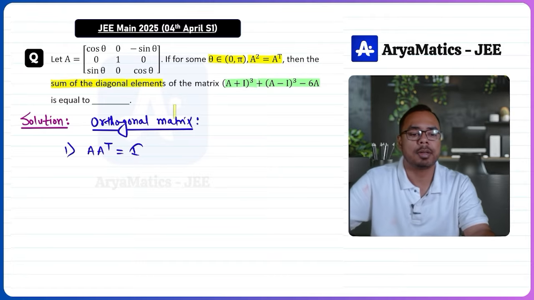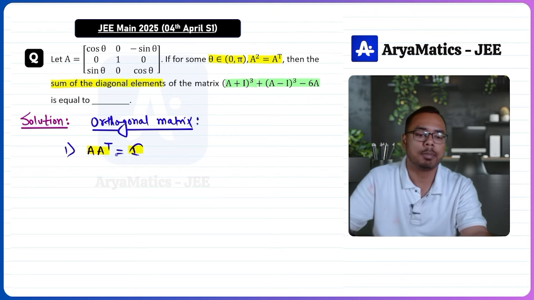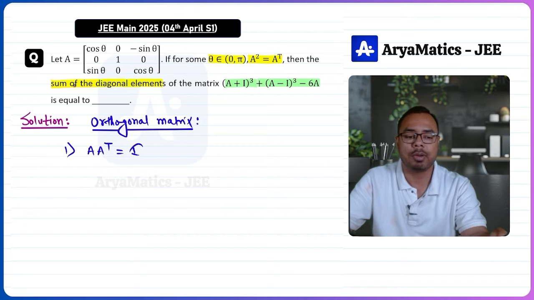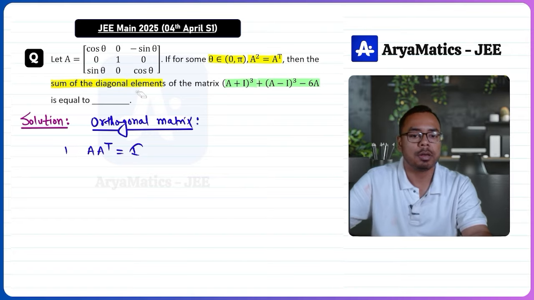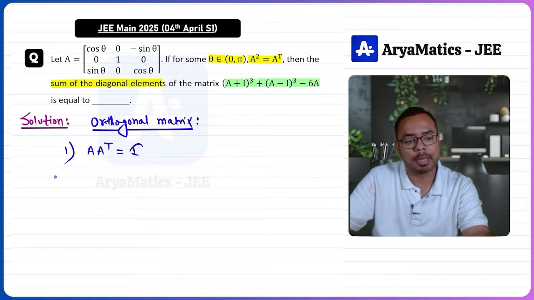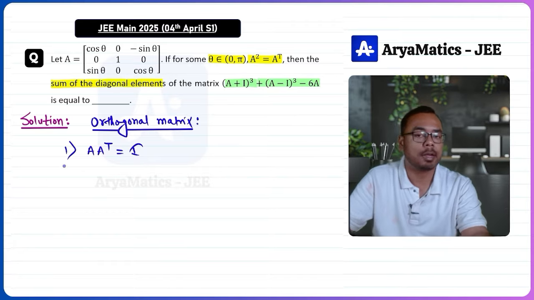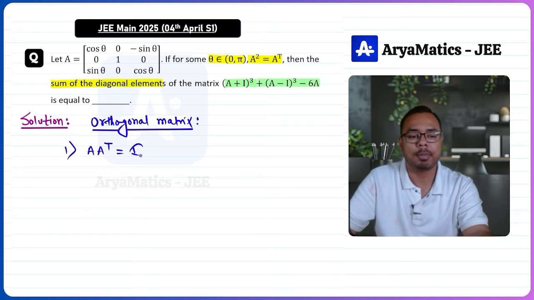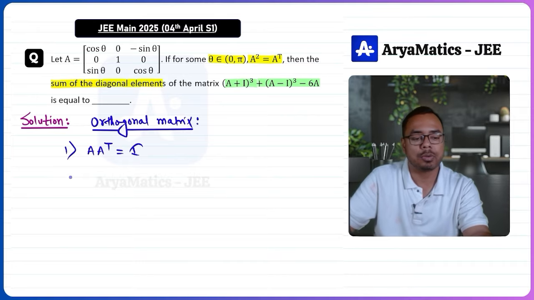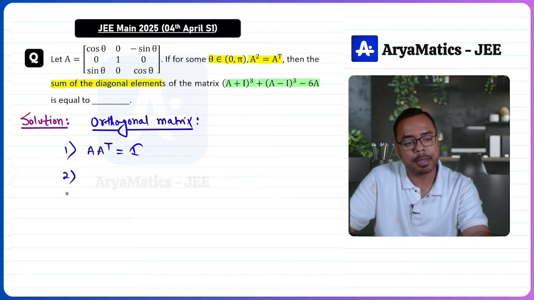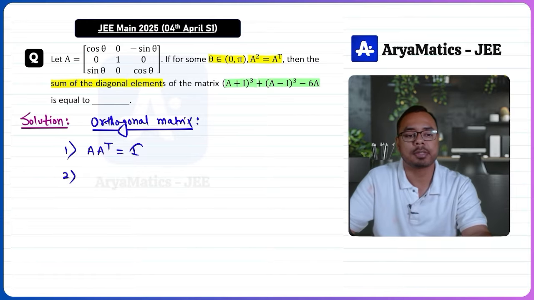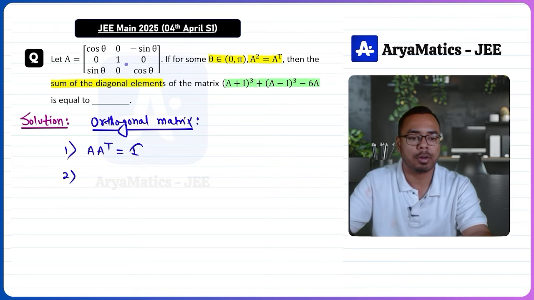This is the definition that A into A transpose, if that is I, then the matrix is orthogonal. But the problem with this definition is that only after calculating A into A transpose can you identify whether the matrix is orthogonal or not. That means first we need to find A into A transpose, and if that is the identity matrix, then only we can claim that it will be an orthogonal matrix. However, if you are familiar with the properties of orthogonal matrices, then simply by observation you can tell whether a matrix is orthogonal or not.